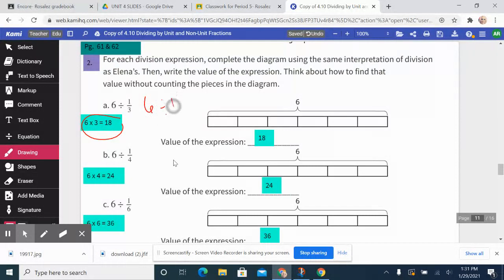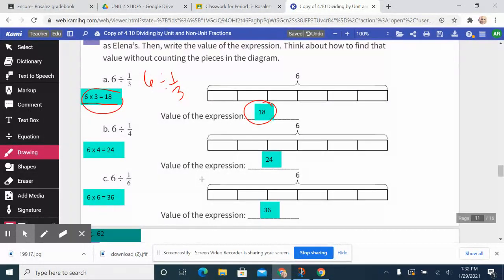6 divided by 1 over 3 is the same as 6 times 3. So under A, you should write 6 times 3 is 18. And then you'll fill in 18 for the answer, or the value, we call that. All right, letter B. 6 divided by 1 over 4 is the same as 6 times 4, which is 24. So you'll write 24 and you'll write the equation that you see right there.